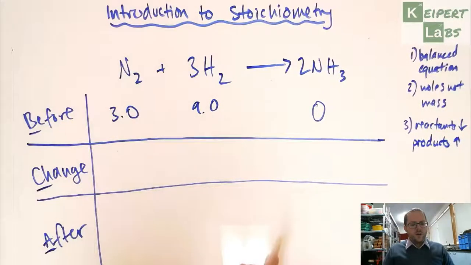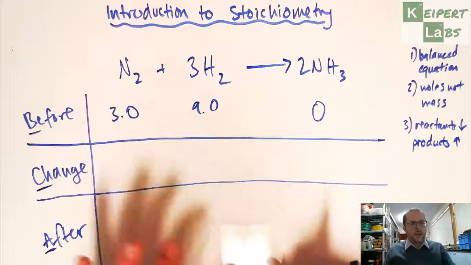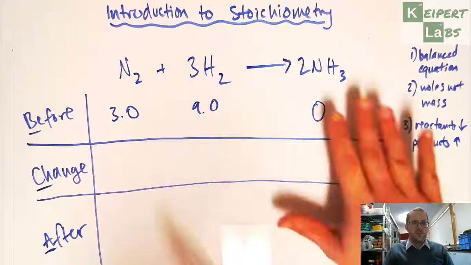Okay, so in this change row, we're going to be talking about how much these go down by and how much this goes up by.